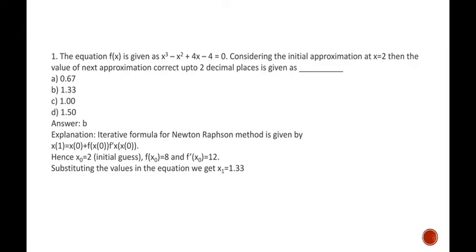Now we are going to discuss some of the MCQs from an exam point of view. So the first question is the equation given as this. Considering the initial approximation x0 equals 2, the value of the next approximation, correct up to 2 decimal places, is given as. Okay, so we know how to solve it, but let me explain it.